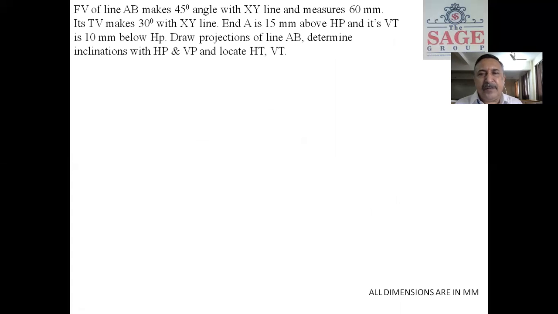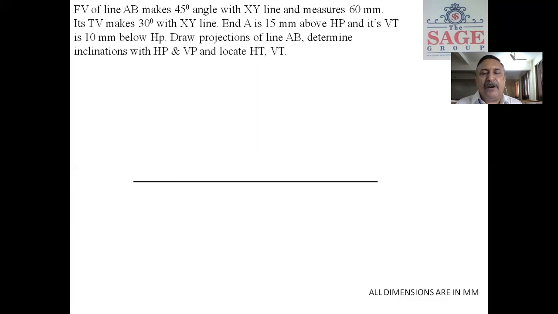Now we take another problem. This is also a problem with the help of HT and VT. The front view of the line is given, its length is also given, its angle is also given, and the top view angle is also given. The end is 15 mm above HP and its VT is 10 mm below HP. Now draw the projections.